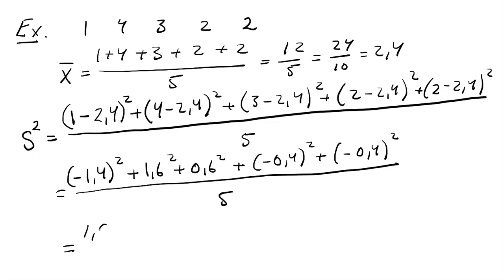Okay, so 1.96 if you calculate the square of minus 1.4. The minus, of course, disappears. Then you can do it on a calculator or computer. 1.6 squared is 2.56. 0.6 squared is 0.36. And then 0.16 here twice.